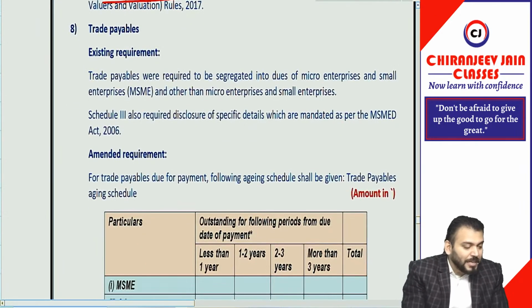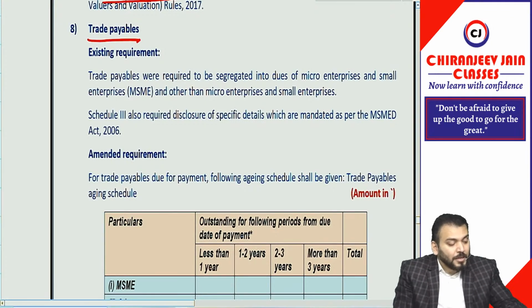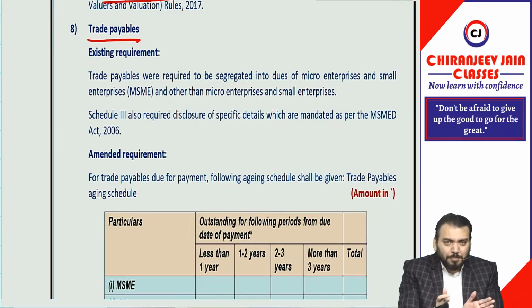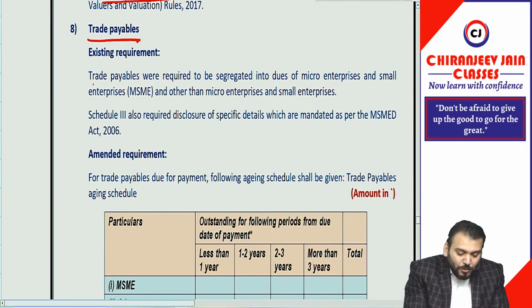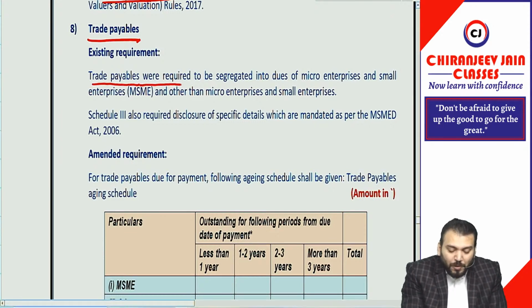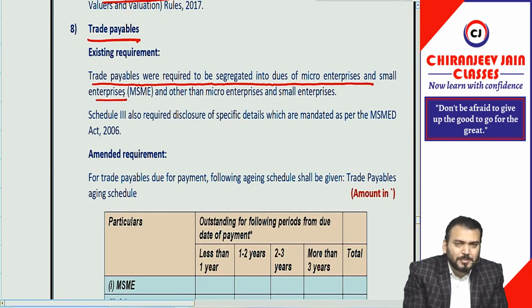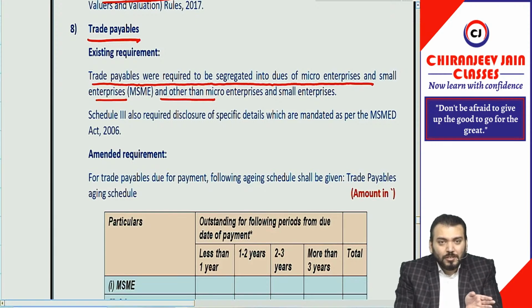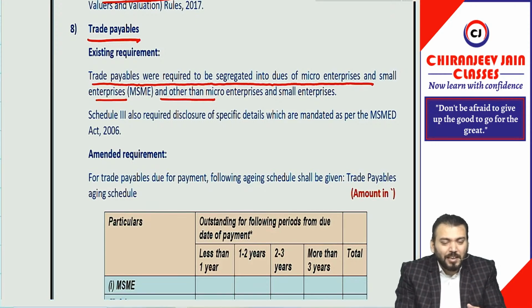Correct? Yes, sir. Then coming to trade payable. Of course, an important amendment is there. As per the previous requirement, we only needed to disclose trade payable in two parts: the amount due to micro enterprises and small enterprises, that is MSME, and the amount due to other parties. Only this much, but no ageing was given.